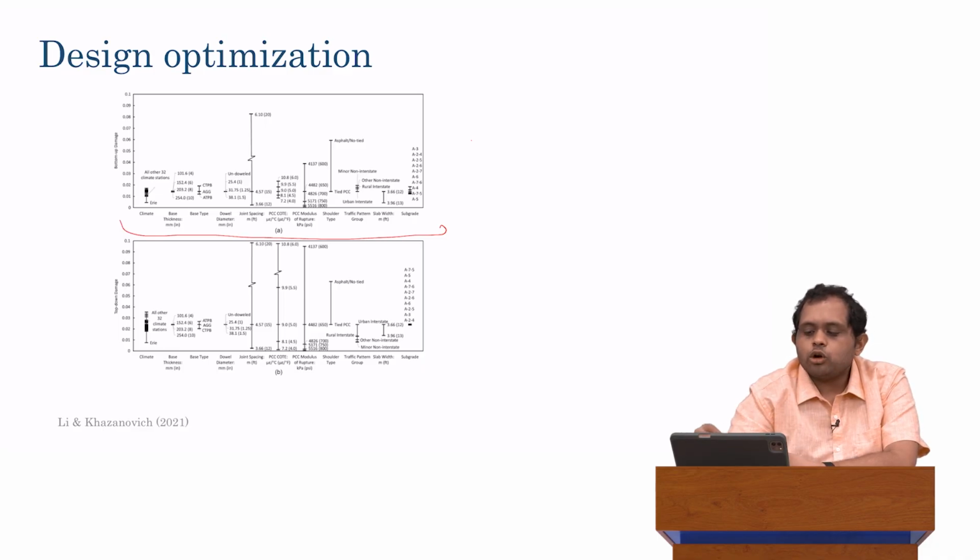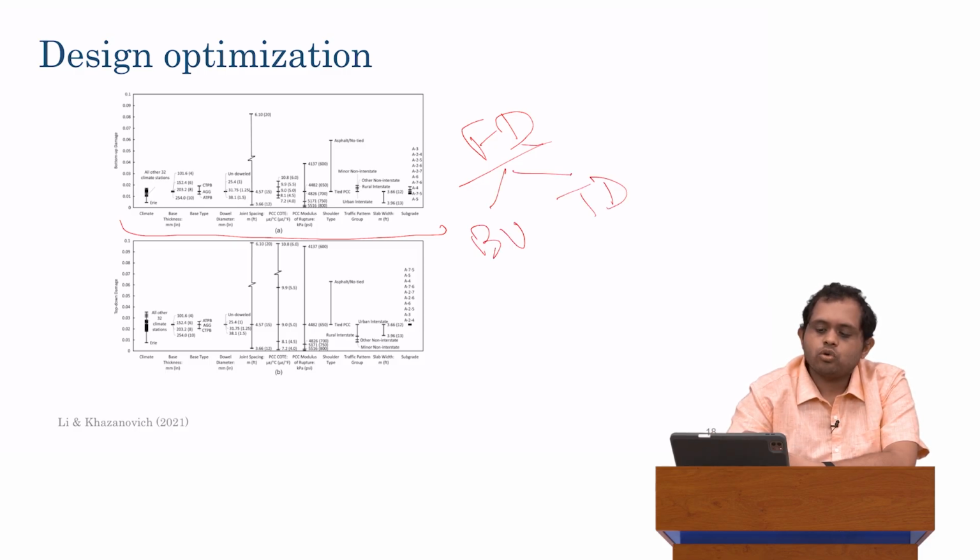Now, in this case, their output was actually the fatigue damage. And if you recall, we separately have a bottom-up fatigue damage and a top-down fatigue damage. So this is bottom-up and this is top-down. Let me write this here. So this is bottom-up and this is top-down.